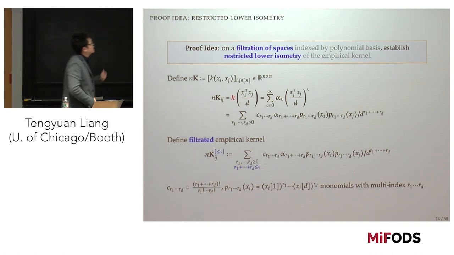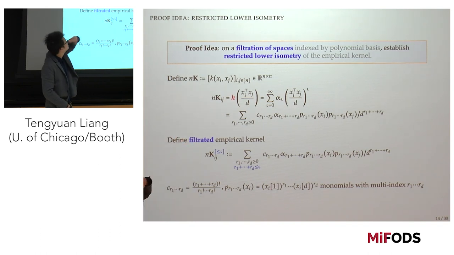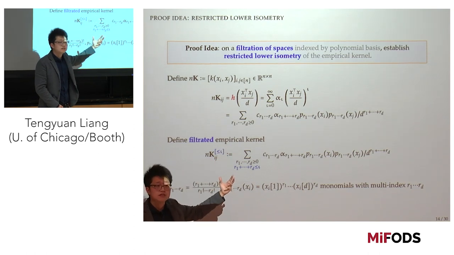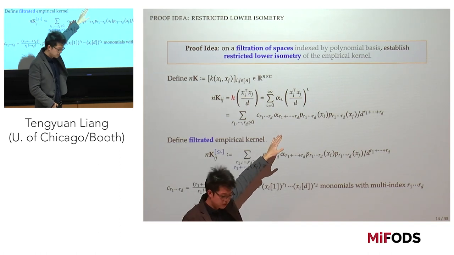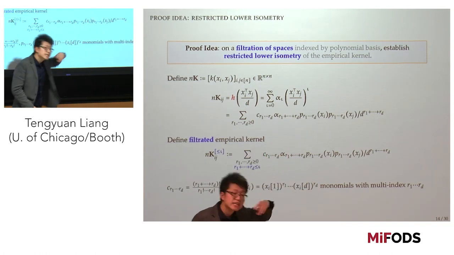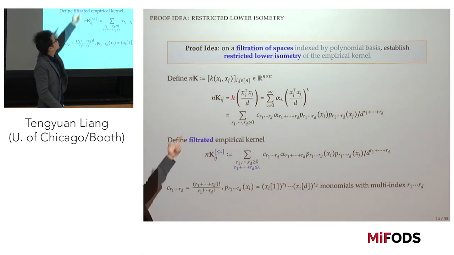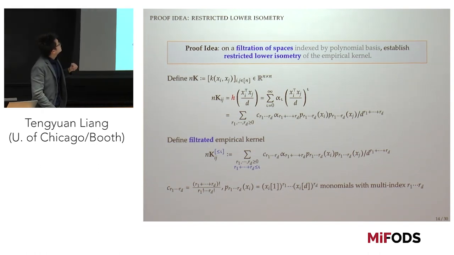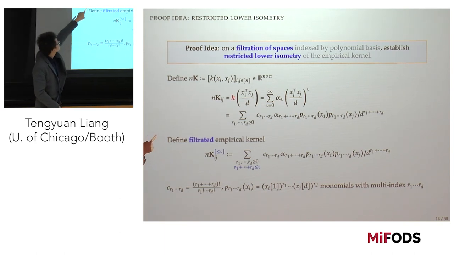So let me set up the notation. What do I mean by a filtration of spaces and restricted lower isometry? It's a filtration of spaces indexed by a polynomial basis as the polynomial degree increases. OK? You can think of this as the eigenspaces of the infinite dimensional covariance operator due to this infinite dimensional kernel function. And let's define the empirical kernel to be nK, where n is just some scaling. Essentially, it's just a kernel function projected onto the data. It's an n by n matrix.